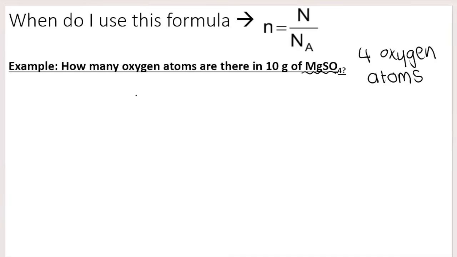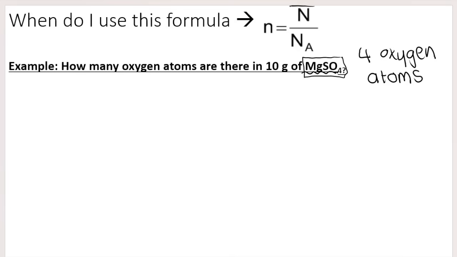So what we have to do first is find the number of magnesium sulfate compounds, how many particles, and then once we have that number, we can times that by 4, because in one of these molecules there's 4 oxygen atoms. So if I have 2 of them, then I'll have 8 oxygen atoms. If I have 3 of these things, I'll have 12 oxygen atoms. I hope you know what I'm saying.